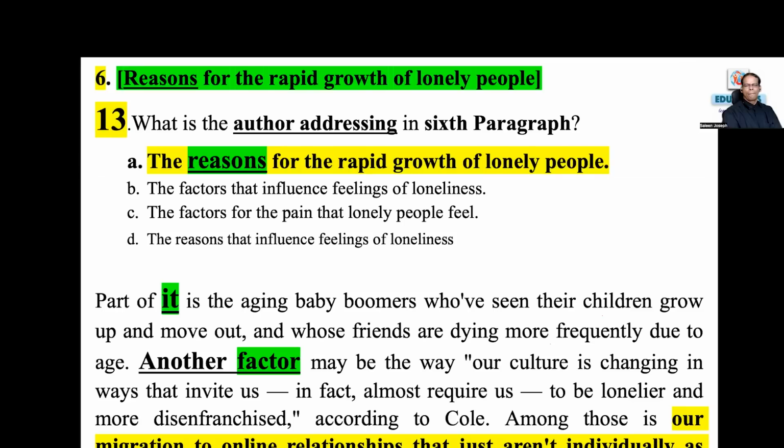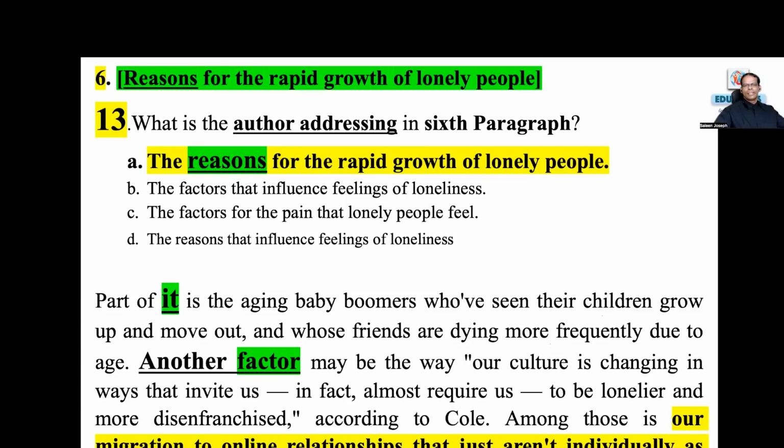A. The reasons for the rapid growth of lonely people. B. The factors that influence feelings of loneliness. C. The factors for the pain that lonely people feel. D. The reason that influence feelings of loneliness.